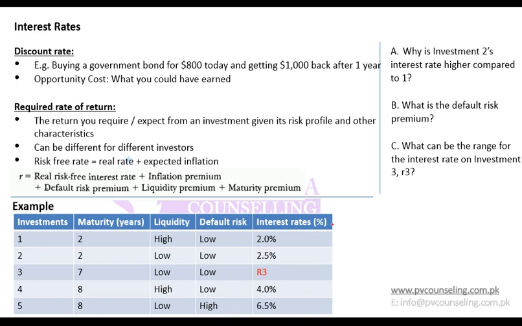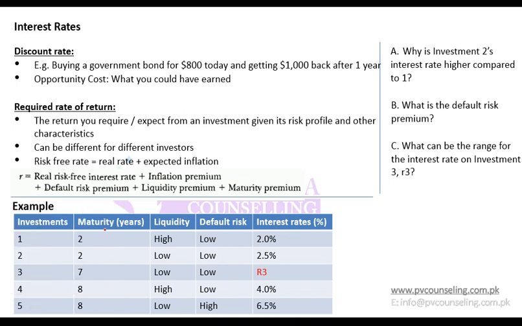4.5. How? Default risk is higher in the fifth investment. Right. And 6.5 minus 2. But then their liquidity is also different and their maturity is also different. So the total premium is 4.5, but some of that would be for liquidity, some of that would be for maturity, and some of that would be for default risk. So you need to subtract those as well.